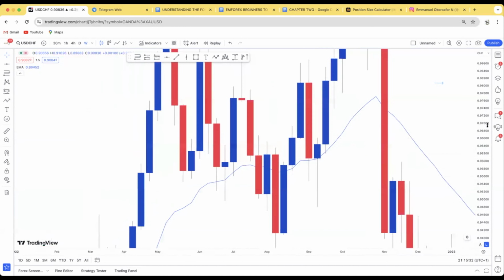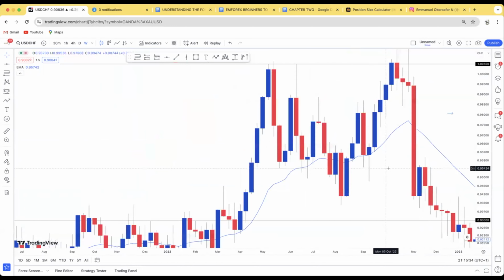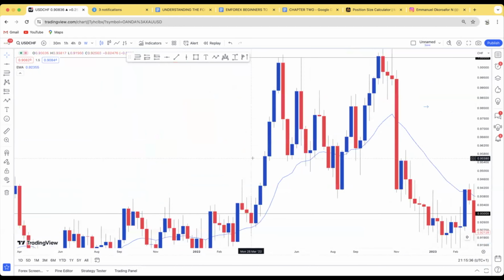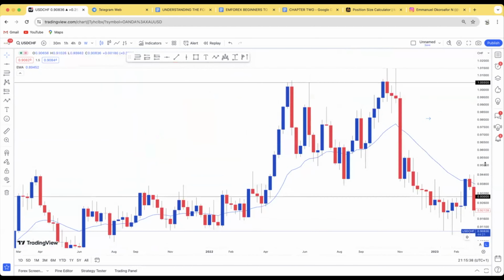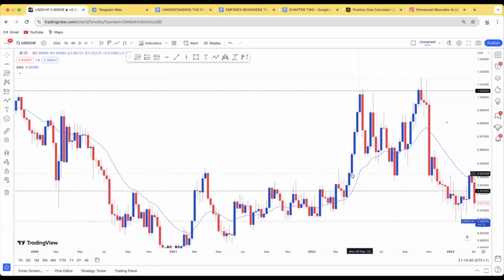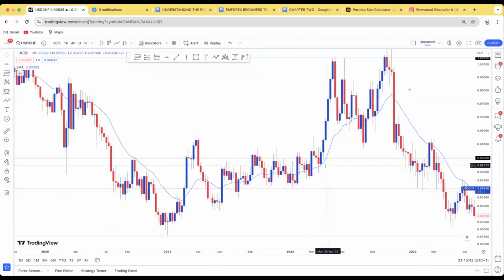So this information is what the candlestick conveys to us, which gives us information about who is in control of the market. Now we have different types of candlestick patterns. We have the engulfing patterns, we have harami, which we'll also be discussing tomorrow.